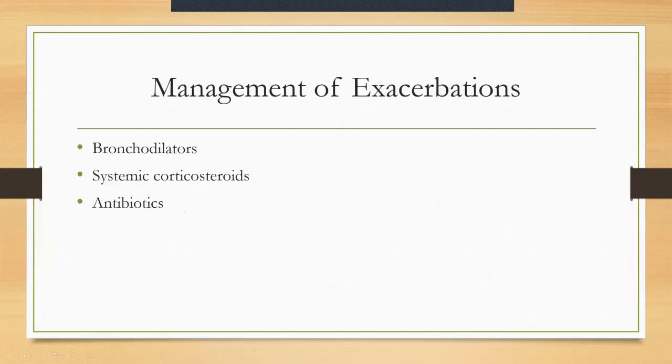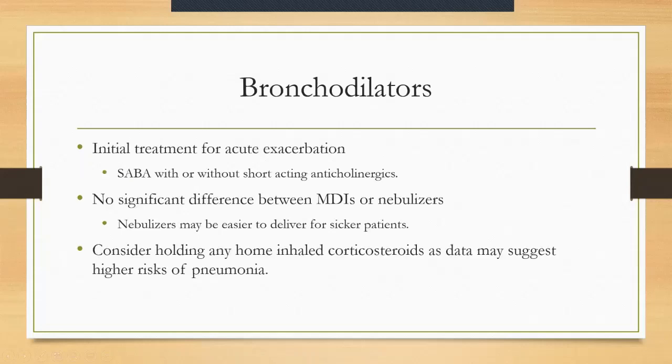Management of exacerbations is mainly going to be bronchodilators, systemic corticosteroids, and antibiotics. As far as bronchodilators are concerned, they're going to be the initial treatment for acute exacerbations, used for, as shown earlier, mild, moderate, and severe, kind of the cornerstone treatment. Short-acting beta agonist with or without short-acting anticholinergics.